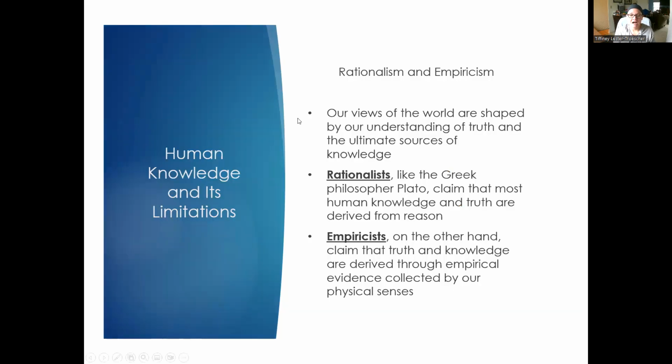All right. So first thing to talk about is, again, how we acquire knowledge. There's two main camps where people sort of fall. The rationalists, like Plato in ancient Greece, claim that most human knowledge and truth are derived from reason, right? Reasoning through premises, supporting the conclusion. Logic, but it's all in the reasoning. Empiricists, though, think that we arrive at truth and knowledge through empirical evidence collected by our physical senses. What we physically experience is what we use to determine truth and reality.